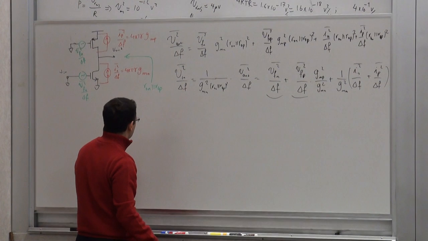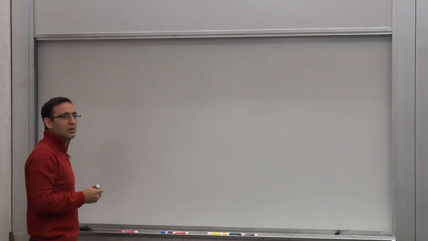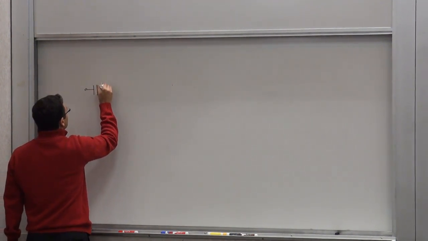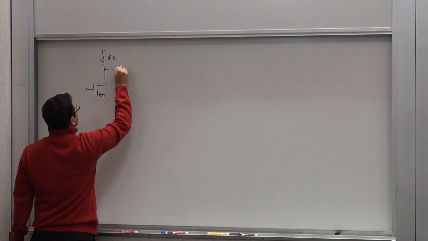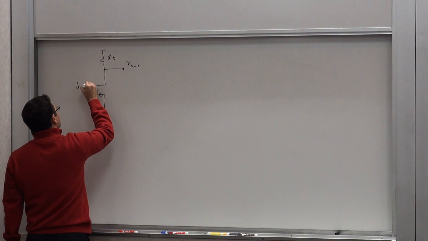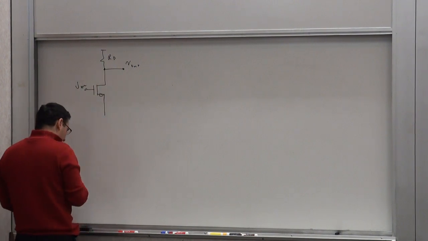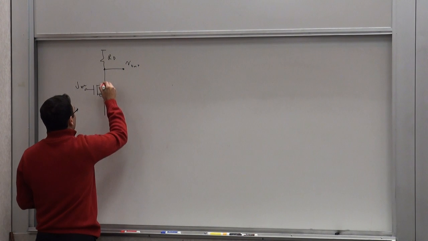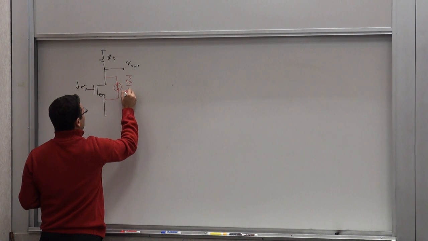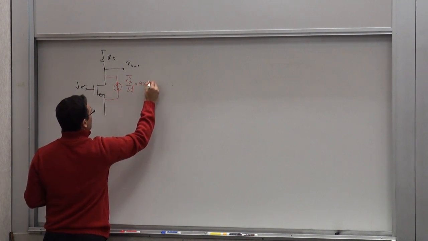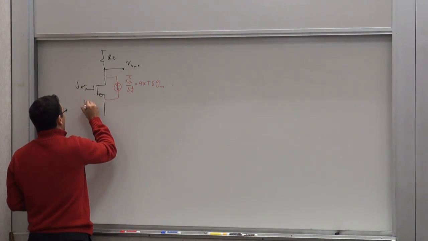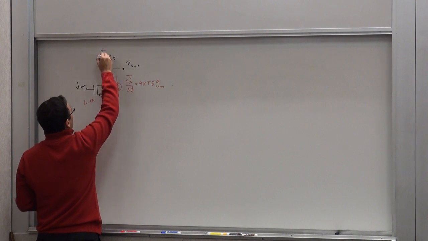Okay, let me show you another example. Let's look at a common gate. This is going to be biased. Let's consider only the channel noise, in this case, to make life easy, and the resistance. So this is I_channel squared over delta f, which is 4kTγ g_n. Let's say it's a long channel device, non-velocity saturated.